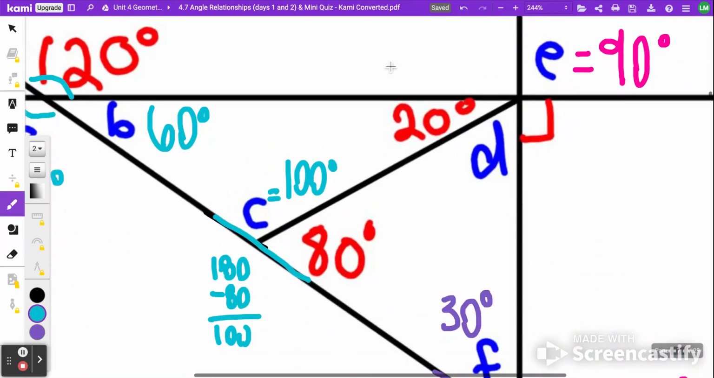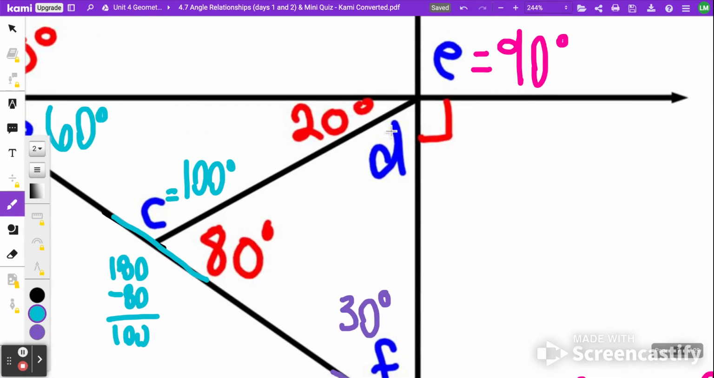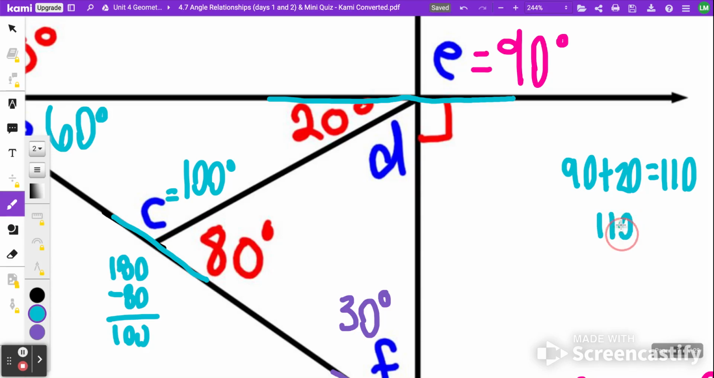The last one we haven't discussed is letter D. Notice how letter D is right next to 20 degrees and it's right next to this 90-degree angle. Something we might want to consider is that it's still building a straight line. So the straight line currently has 90 and it also has 20. 90 and 20 put together is equal to 110. So to find the leftover amount, I can do 110 subtracted from 180, and I'm going to get 70 degrees. So D is equal to 70 degrees.